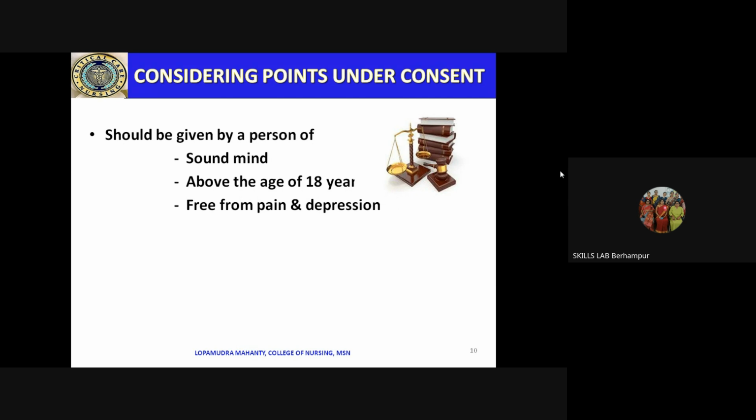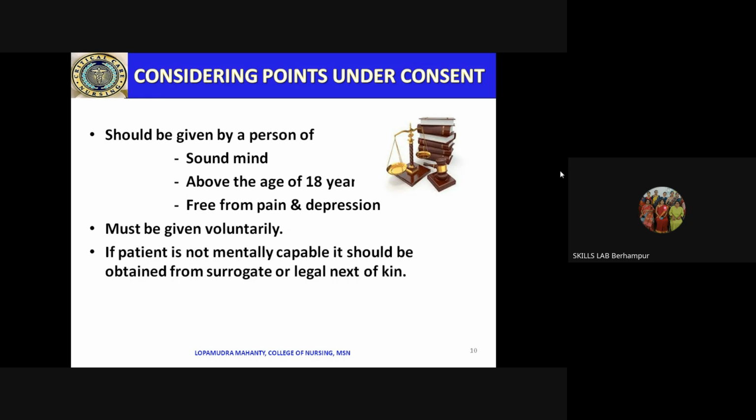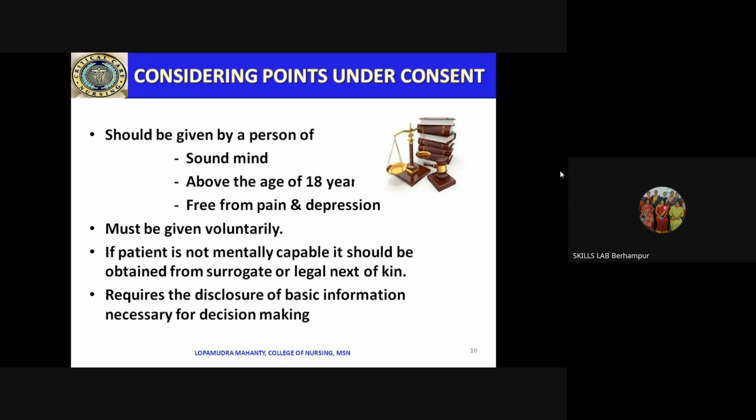These are the consideration points under consent. Next, it must be given voluntarily. If the patient is not mentally capable, it should be obtained from the surrogate or the legal next of kin. Then request the disclosure of the basic information necessary for decision making.